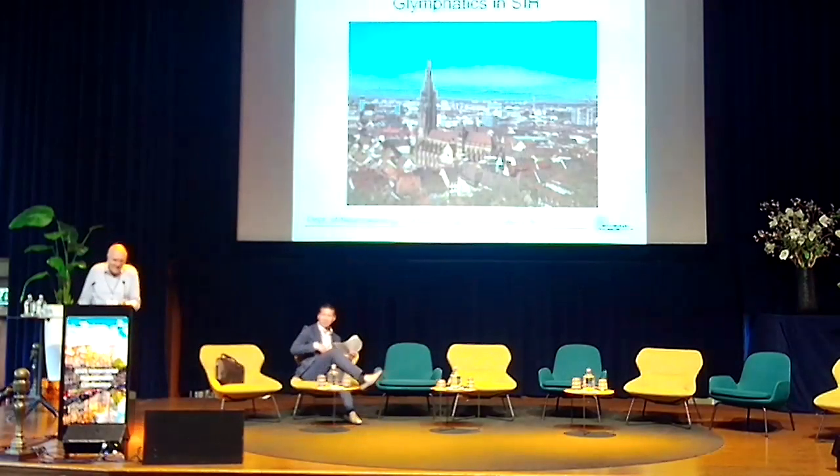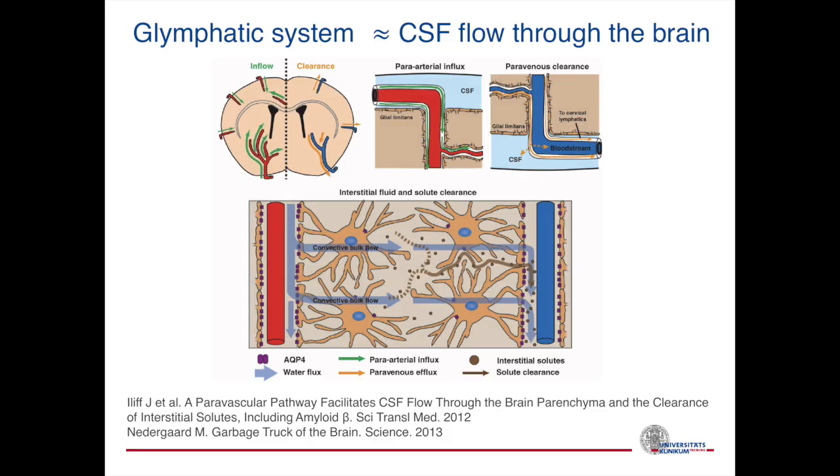Yes, glymphatics and SIH, why does that matter? Well, let's begin with the original description from Michael Nedergaard. The glymphatic system is a para-arterial influx of CSF, then a connection to the interstitial fluid by aquaporin-4 channels located in astrocytic end feet, and then a flow through the brain and a venous outflow again. So simply spoken, it is just a CSF flow through the brain.